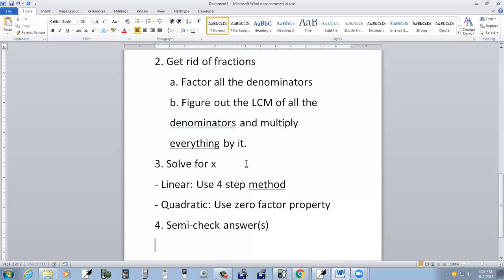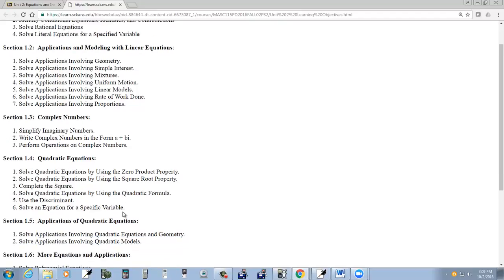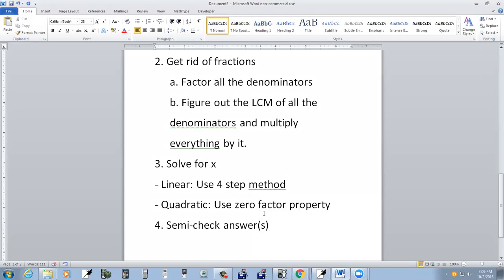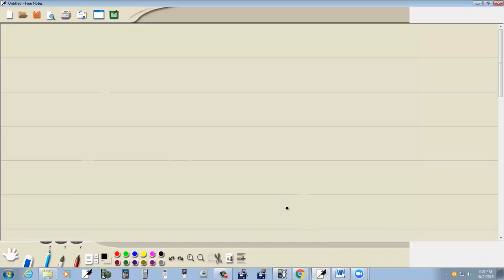Now I'm going to talk more about the zero factor property here shortly. That's in section 1.4. And you'll even see later on they have some problems down here where we're talking about solving rational equations. That's where you get into the more complex ones. And the only thing complex about it is you have to use the zero factor property at some point. Okay, so let's take a look at an example.